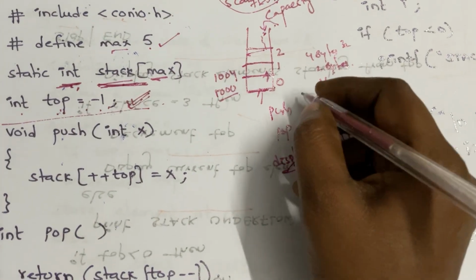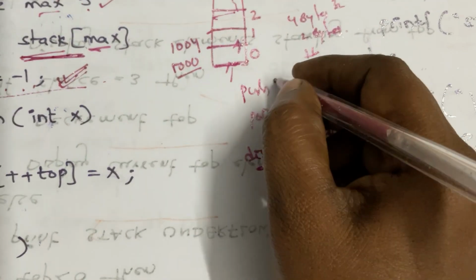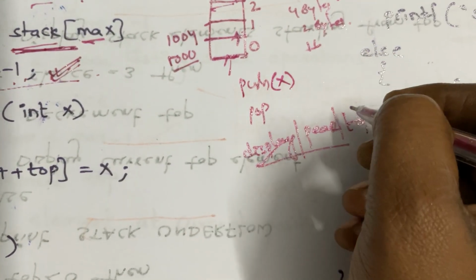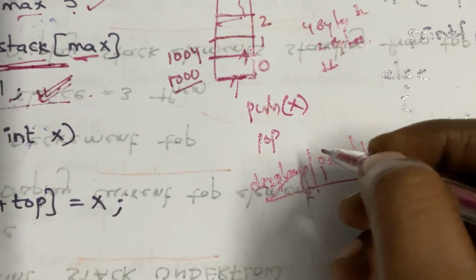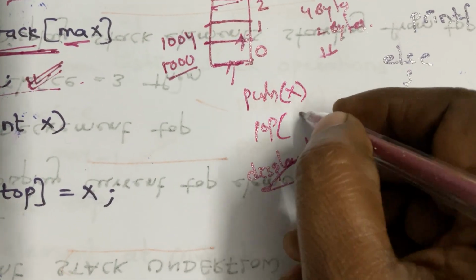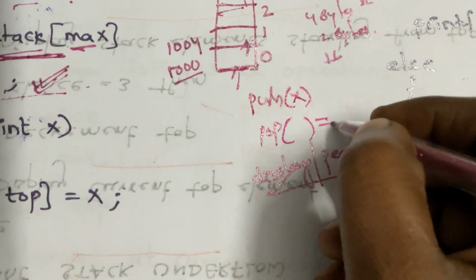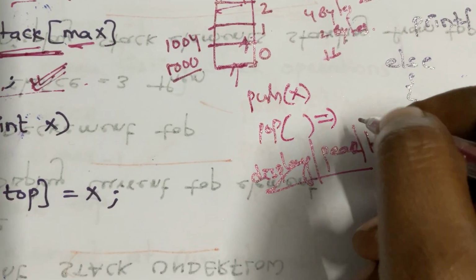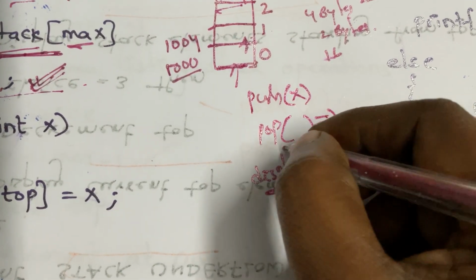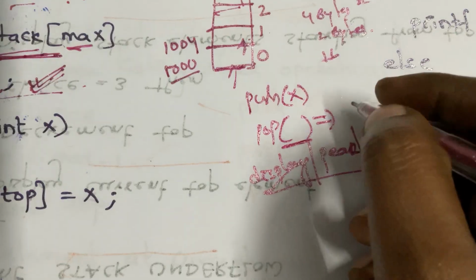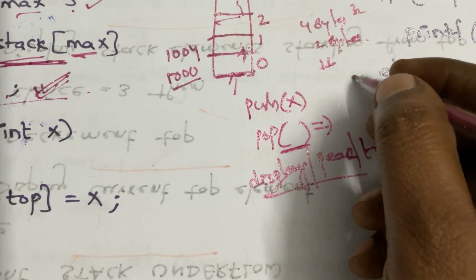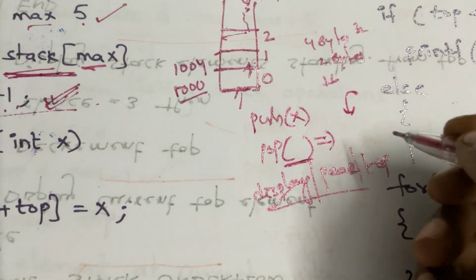And what are the pop and push operations? Push operation is inserting an element into the stack. Pop operation is deleting an element from the stack. And you cannot delete according to your wish. You can delete only the element that was inserted most recently.